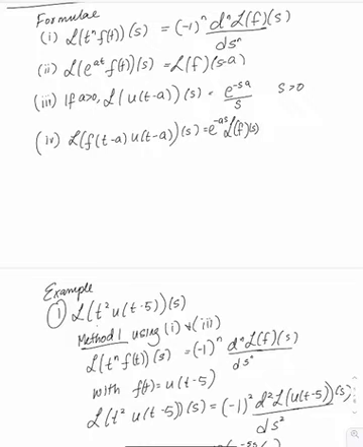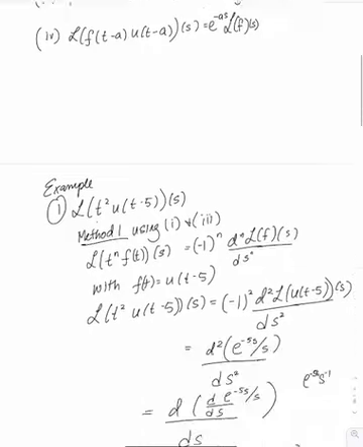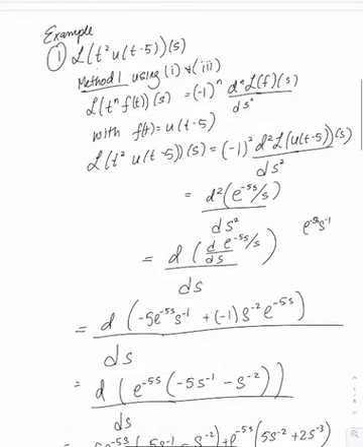Okay. So let's look at the answers for this. So using 1 and 3, what do you have? We're going to make f of t be u of t minus 5 and n is 2. So what does that say? The Laplace transform of t to the n f of t is negative 1 to the n times the nth derivative of the Laplace transform of f. So we have negative 1 squared times the second derivative of the Laplace transform of u of t minus 5.